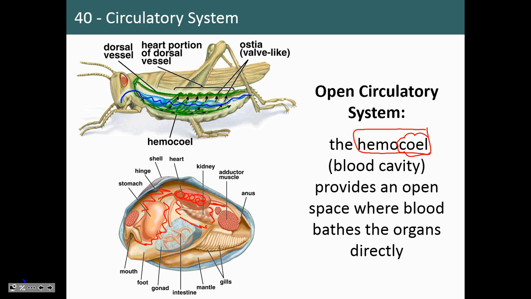So this open circulatory system is less efficient in some ways, but these organisms also have lower nutrient needs and lower oxygen needs. And so the inefficiency is not as big of a deal as when we need to have efficiency because you have higher metabolic demands.